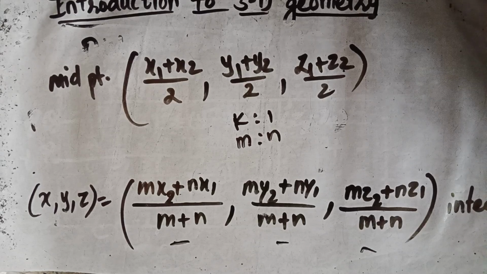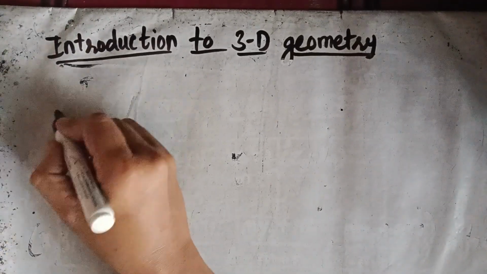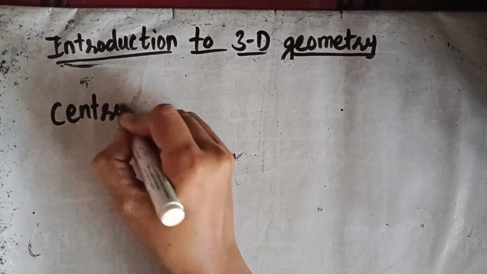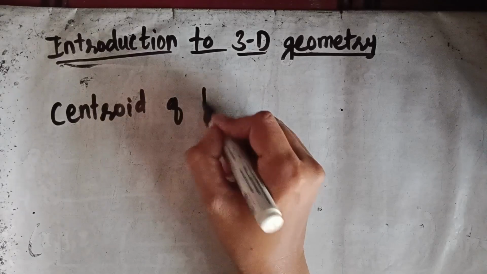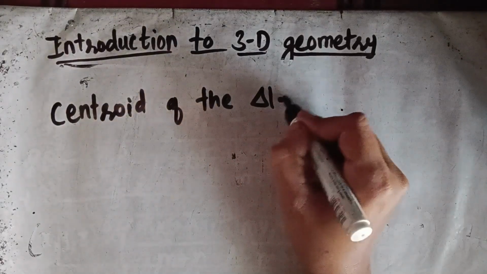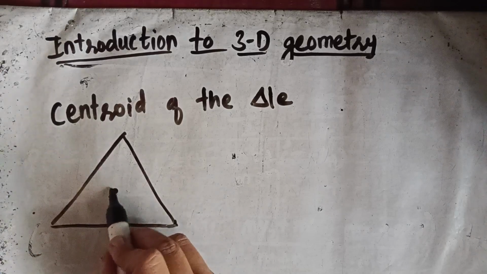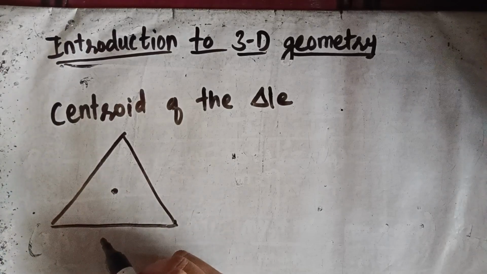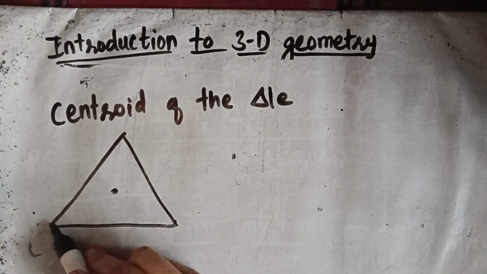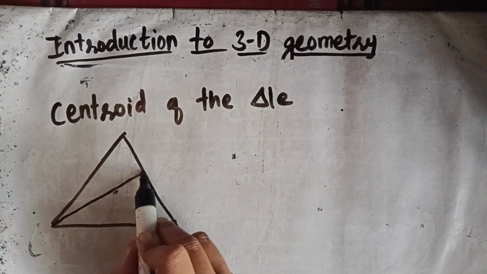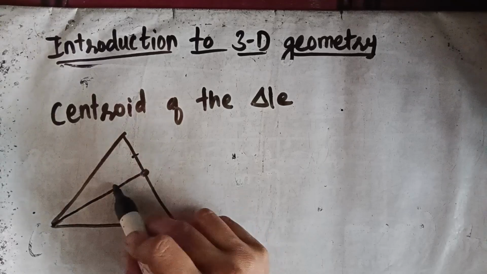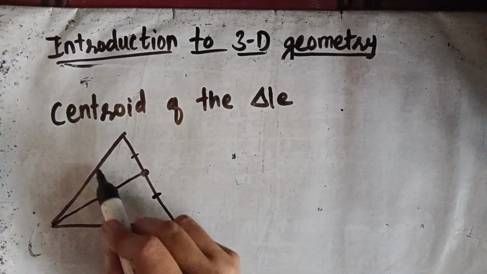Then there is one more formula called the centroid of the triangle. So if you have a triangle, say, the centroid is a point where the medians meet. A median means a line that divides the side into two equal parts.